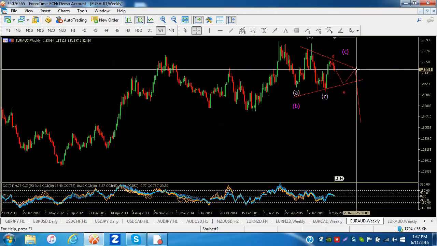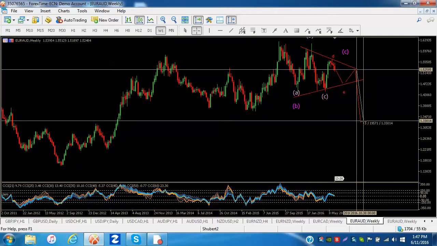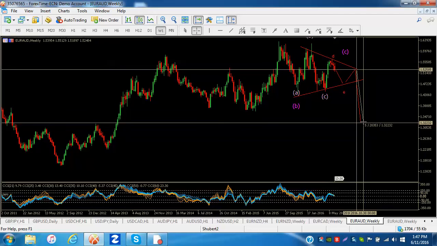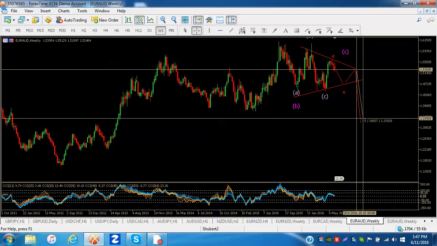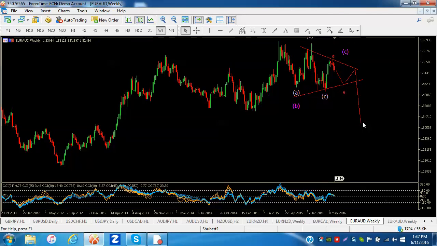So let's just say it ends right here. Measure it down, and I have this drawn a little bit too far, but 1,852 would take you to somewhere around the 134 area. Okay, so somewhere around that 134 area, this would be the target to the downside. Okay, widest area of the triangle measured from the end of wave E and down.